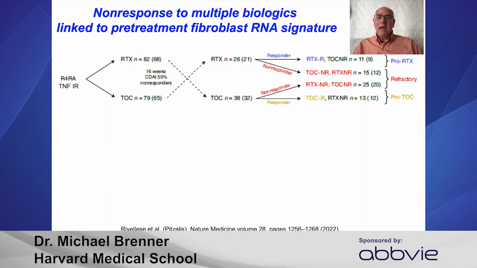Now, in this same paper, the Pitzalis group did this very valuable comparison of response to drug treatment and then correlated that with these cellular and molecular characteristics of the synovium. So this is the R4RA study in which they took TNF inadequate responders and treated them either with rituximab or with tocilizumab. And then if they failed either of those, they got treated with the other one.